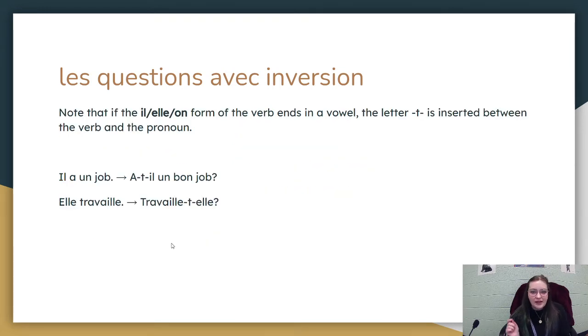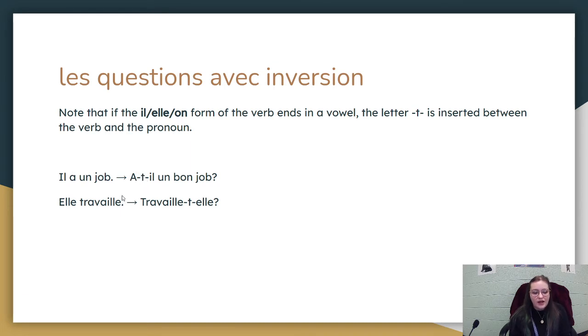Now, there is something a little bit tricky with inversion, something that will try to trip you up, and that is that if the il, elle, or on form of the verb ends in a vowel, the letter T is inserted between the verb and the pronoun. For instance, il a un job. He has a job. So, using inversion, we would flip a and il. So a is first and il would be second. But since a ends in a vowel, we have to put T in the middle. This is just for pronunciation.